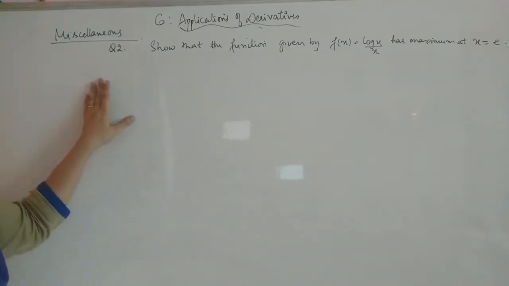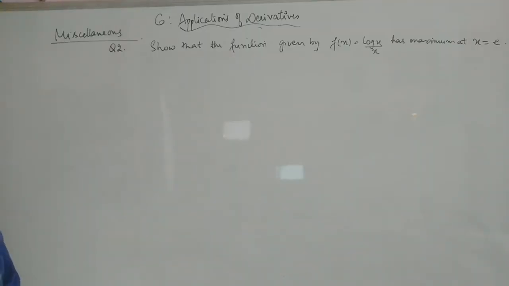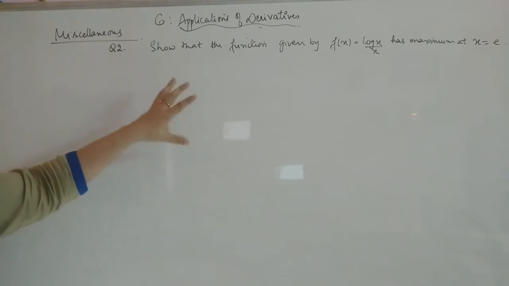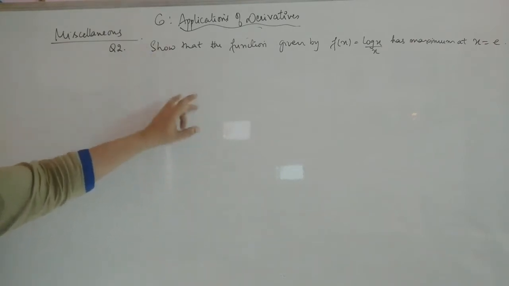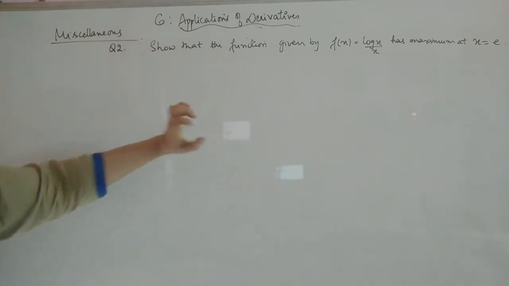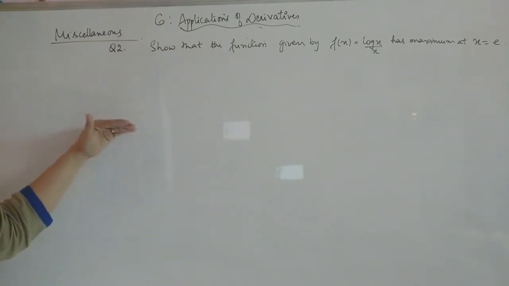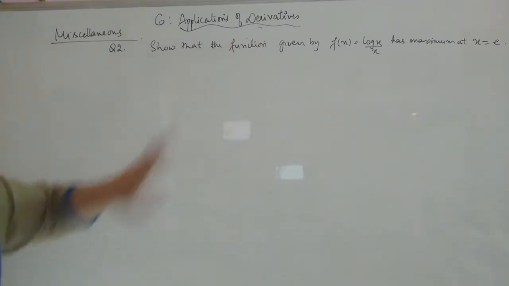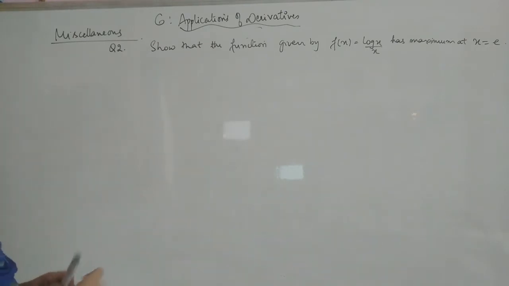Show that the function given by f of x equal to log x by x has a maximum at x equal to e. So for that we have to go for the first derivative, then the second derivative. First derivative equal to 0 will give you the critical point, that should be x equal to e, and after that you have to just replace it in the second derivative in order to show that the thing which you have got is giving you the maximum value for the function.